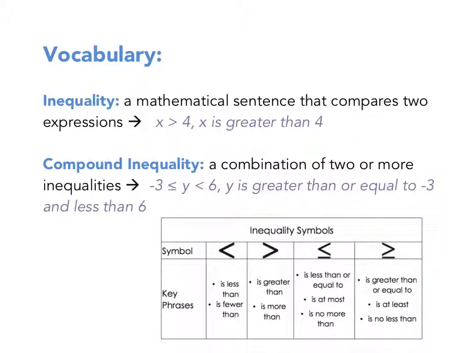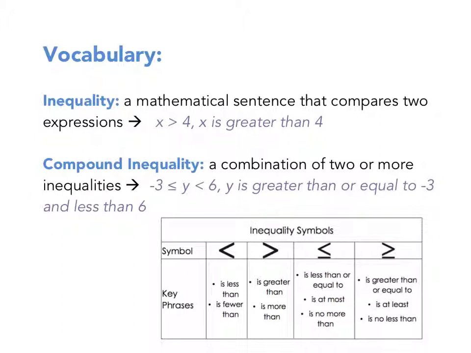It's a mathematical sentence that compares two expressions, and they are shown by these inequality symbols here. You should get this chart in your notes as well as these definitions and the examples that are in purple. So x is greater than 4. That's what this sign means right here. The value of x, whatever it is, should be greater than 4. So it could be 4.5, 5, 7, 1,000. But it can't be anything lower than 4. So it can't be 3.9999999. It must be greater than 4.